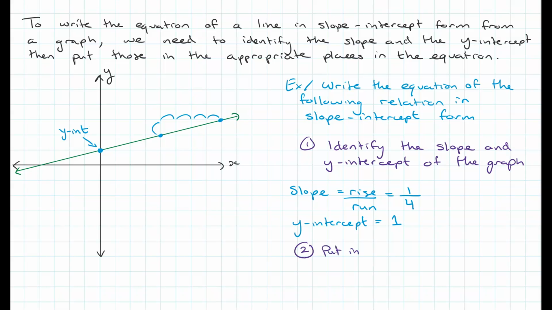And then I'm going to put those two values, the 1 over 4 and the 1, in their appropriate spots in the equation. Remembering that the equation in slope-intercept form goes y equals something times x plus something, where the something in front of the x is the slope, and the thing after the plus is the y-intercept. So this is going to be y equals 1 over 4x plus 1. And that's the equation of this line.